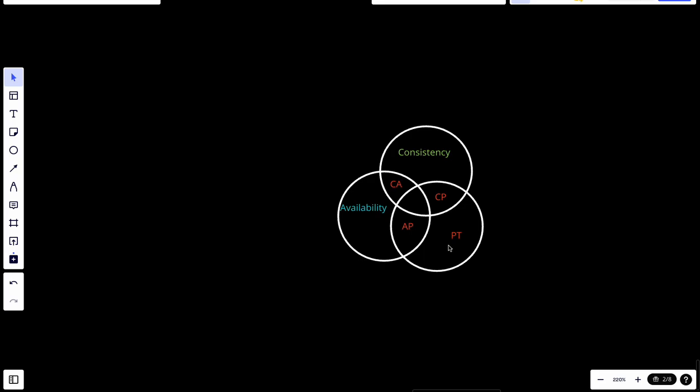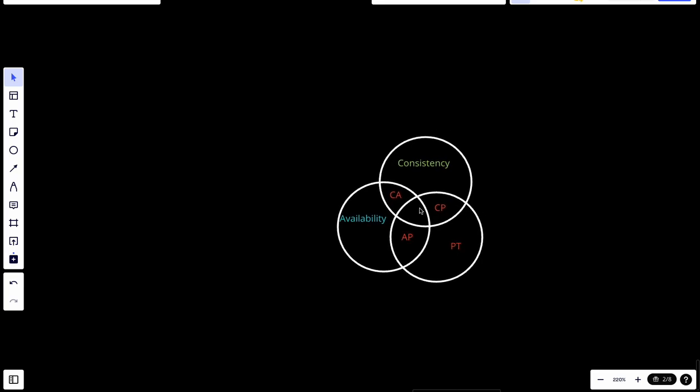We cannot avoid it. So again, a CP system is where a key value store supports consistency and partition tolerance while sacrificing availability. The AP system, because we are designing a key value store, so I'm talking about key value store, is where the key value store supports availability and partition tolerance while sacrificing consistency.